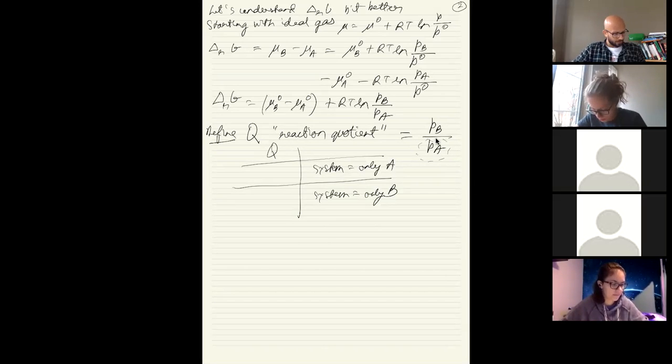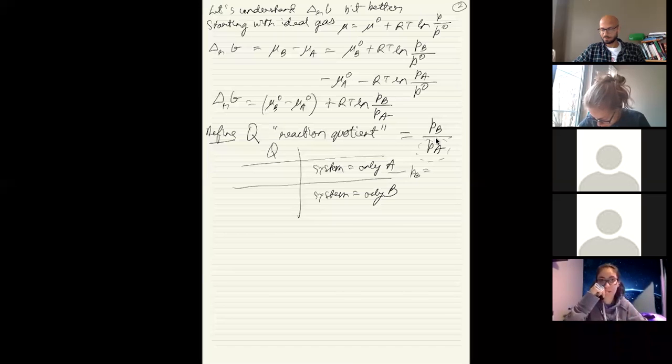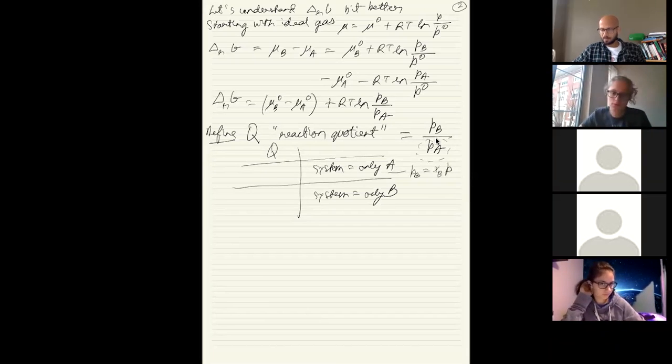Yeah, so the thing to keep in mind, no, you're correct. If it's only A, repeat what you said. If it's only A, what will be the value of PB? 0. Why is that true? Because we think of pressure as the collisions of the gas particles against the container. Yeah, there is no B. And more importantly, the partial pressure is the mole fraction of B multiplied by the total pressure, right? And the mole fraction of B is now 0. So you're absolutely correct. Q is 0.